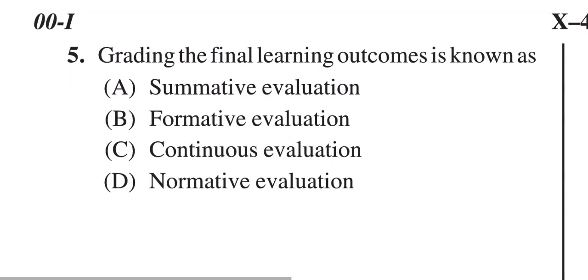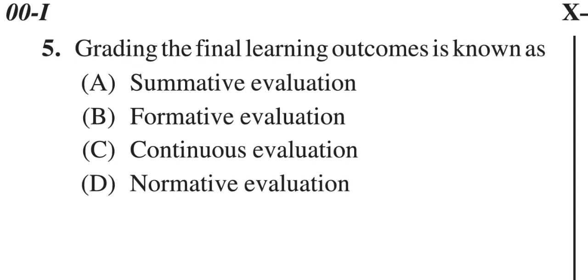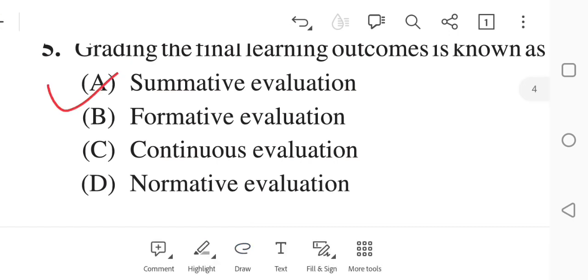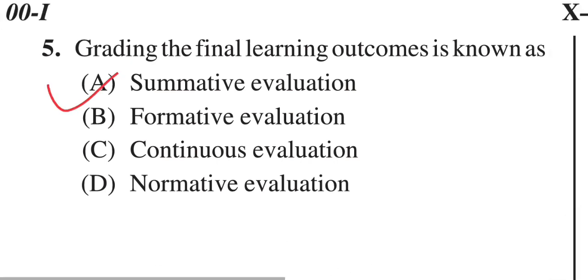Got it? Number 5 is related to the same teaching aptitude. Grading the final learning outcomes is known as what? Summative evaluation, formative evaluation, continuous evaluation, normative evaluation. So correct answer will be A, that is summative evaluation. Summative evaluation is the outcome of grading the final learning.